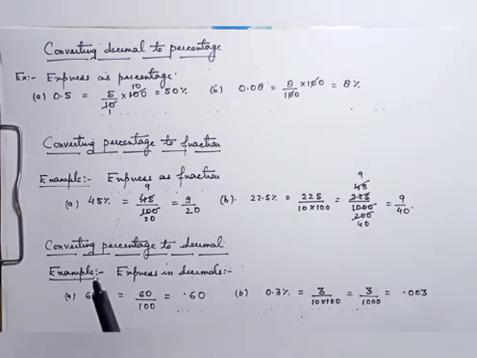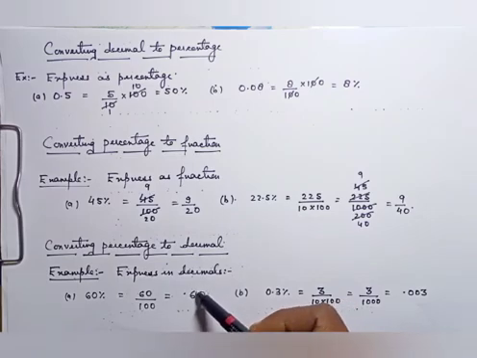Let us move to the last topic, that is converting percentage to decimal. Express in decimals. 60% is given to you, so simply remove the percent sign and add 100 to the denominator place, and after that, as many zeros as there are, you shift the decimal place towards the left. So over here 2 zeros are there, so I shift the decimal place towards the left by 2 places, so it will become 0.60.